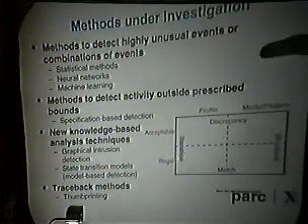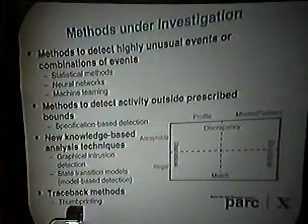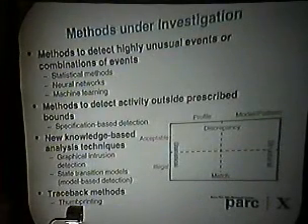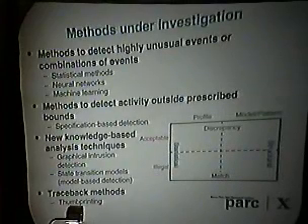And under that category, there are the usual statistical methods, neural networks, and machine learning, which are different techniques for pulling out the highly unusual events from a large set of data. And then there are methods to detect activity outside prescribed bounds. And this, I think, is a very promising area.